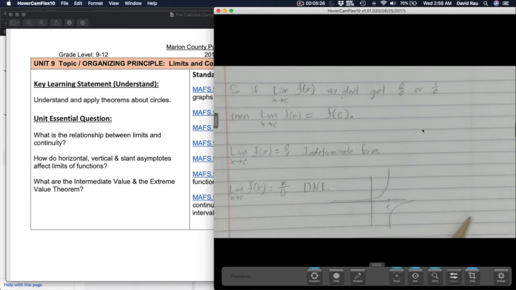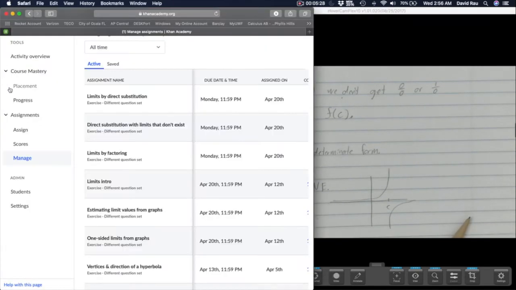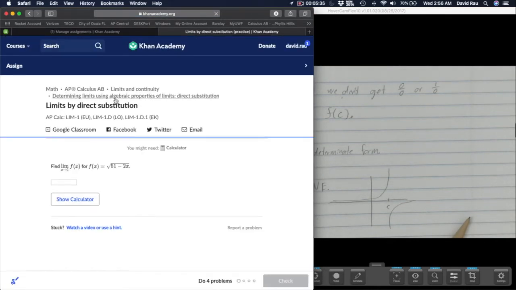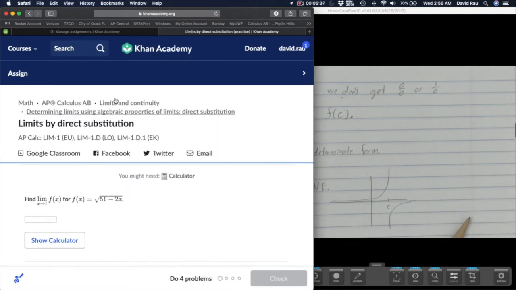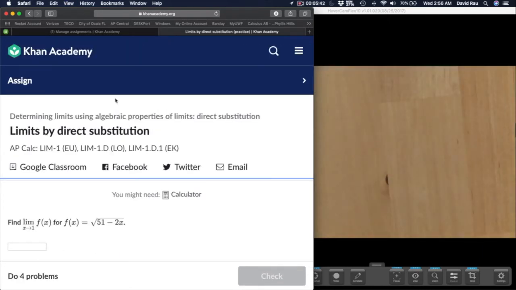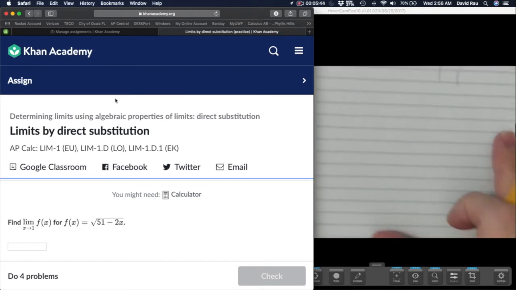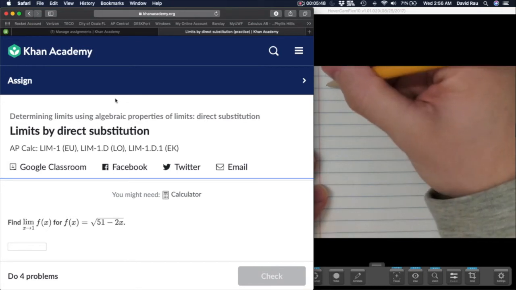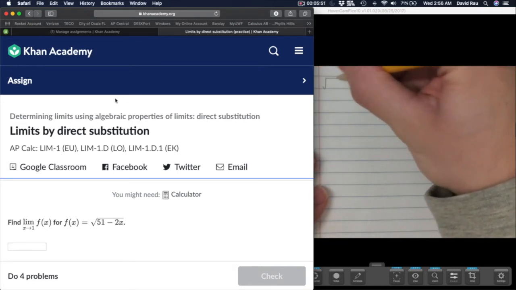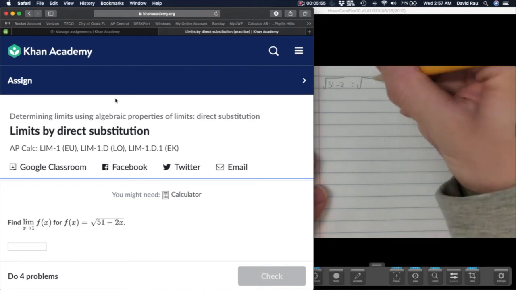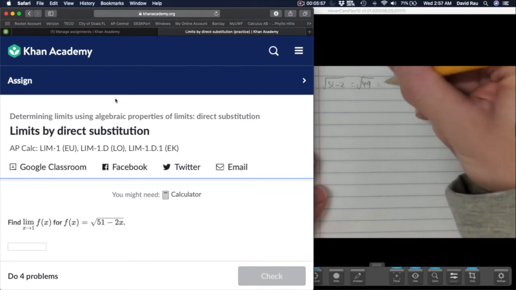So let's go through all of our Khan Academies with this in mind. We'll start with limits by direct substitution. The hard part of this Khan assignment is going to be just plugging stuff in if you don't have a calculator. But again, it's called limits by direct substitution because what you're supposed to do is simply try to first plug in 1. If you plug in 1 to that function, that's 51 minus 2, and that's the root of 49, and so your answer is just 7.